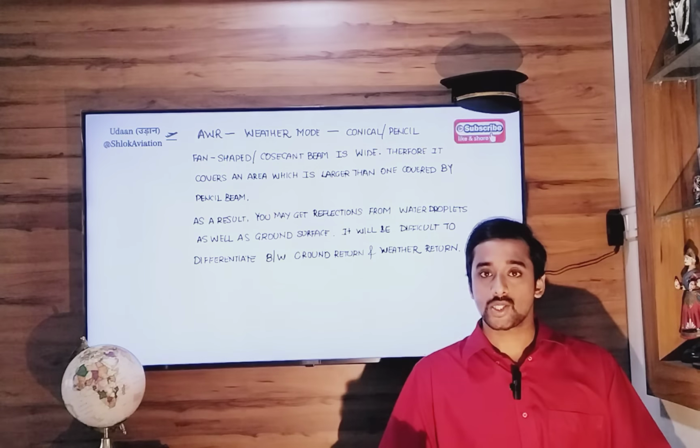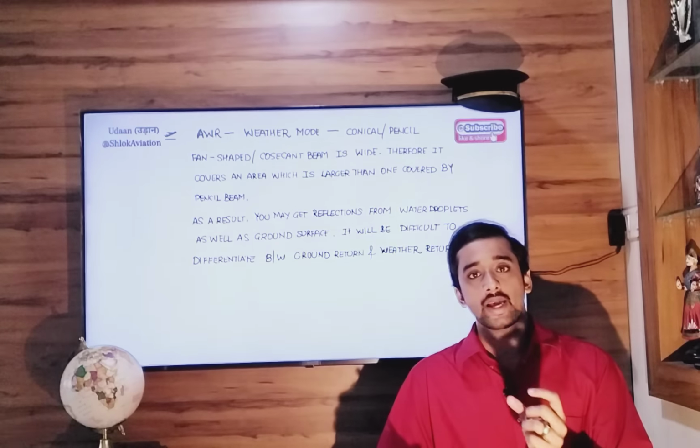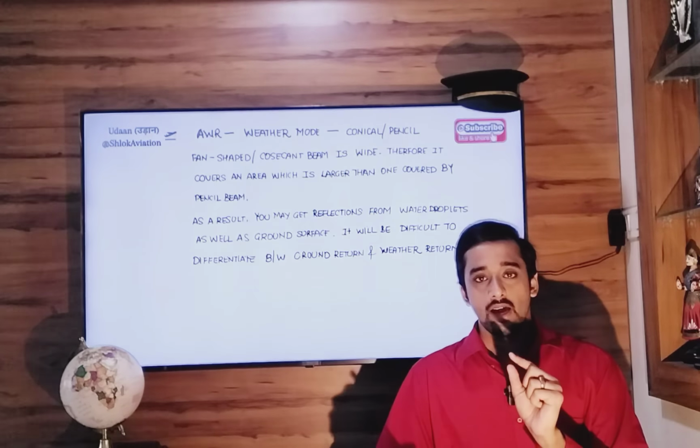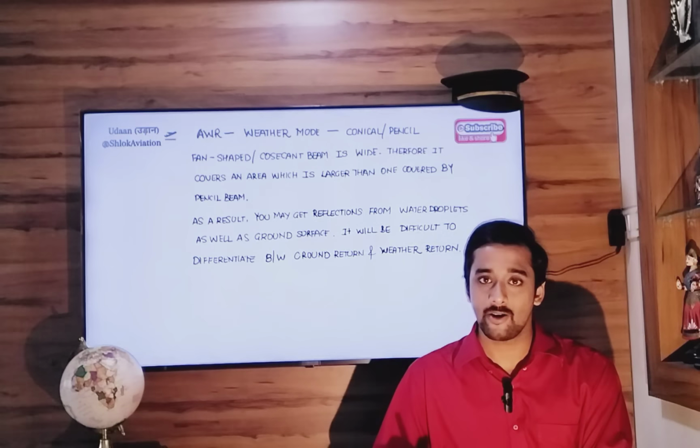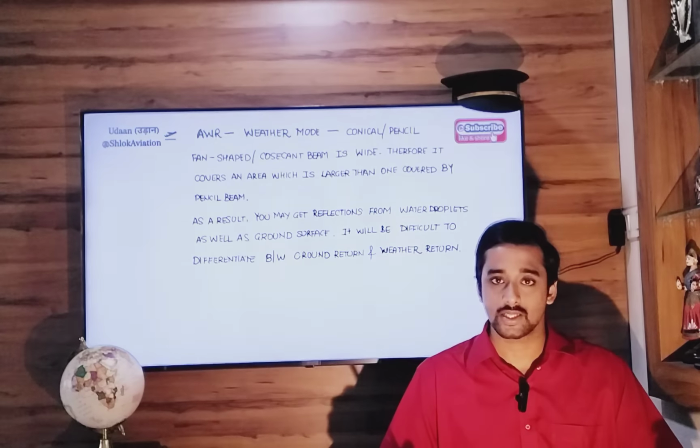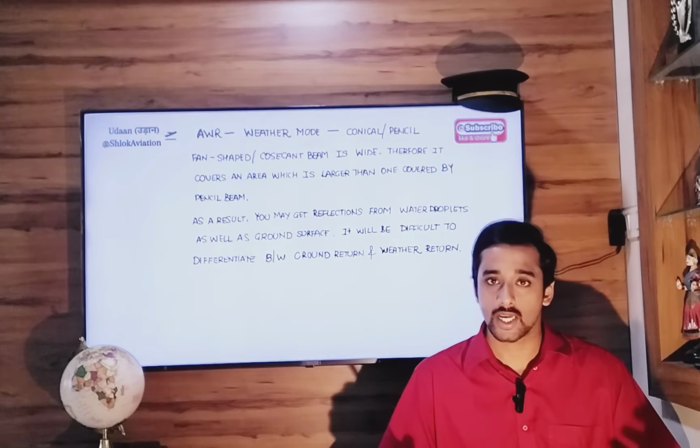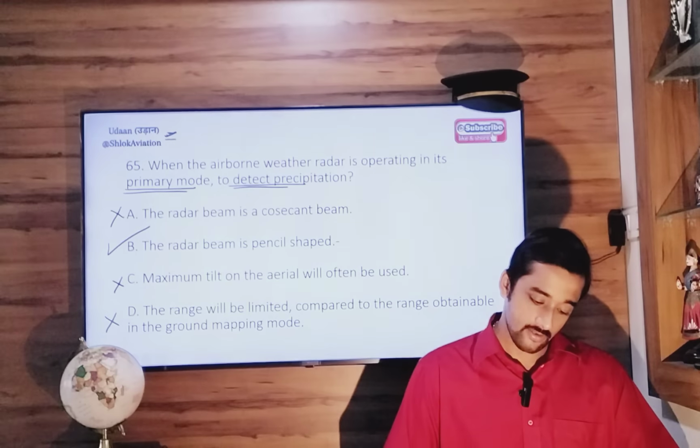Okay, so that's why we use pencil shape or conical beam which is thin in size, and therefore there won't be any possibility of getting too many ground returns like in fan shaped beam or cosecant beam. So the correct option here will be option Bravo.